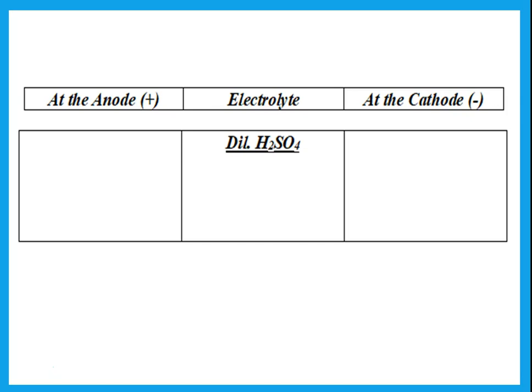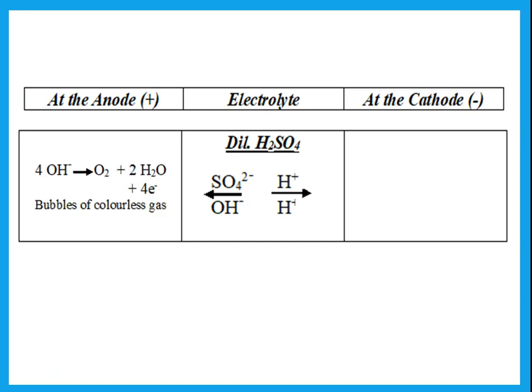Again, what ions do we have? We have the H+ and the SO4 2- from the sulfuric acid, and we have H+ and OH- from the water. Which one goes to the positive? The sulfate and the hydroxide. Now, I have a choice between sulfate and hydroxide. Which one is going to react? Do you remember? We said if I have a choice between sulfate and hydroxide, it is the hydroxide that reacts.